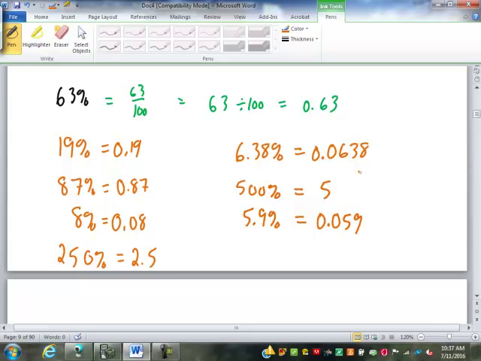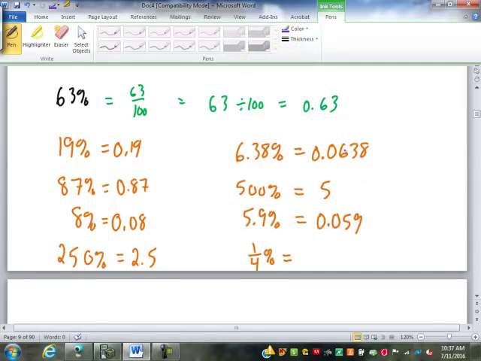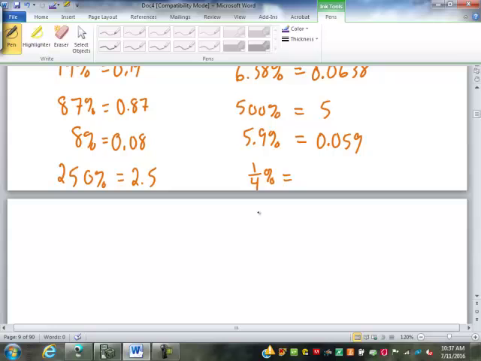0.059. Good. Now here's the one that I'm going to get people on. I get almost everybody on this one. 1/4%. What's that as a decimal? Everybody's reflex is to say 0.25. Think about it. 1% is what as a decimal? 0.01. 1/4 is smaller than that, right? So 1/4 has to be smaller than 0.01.